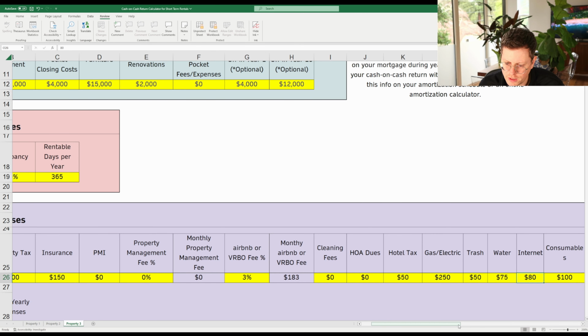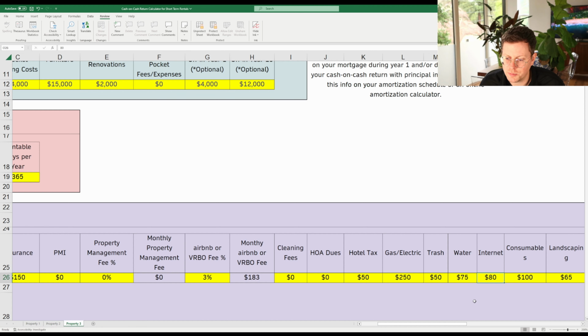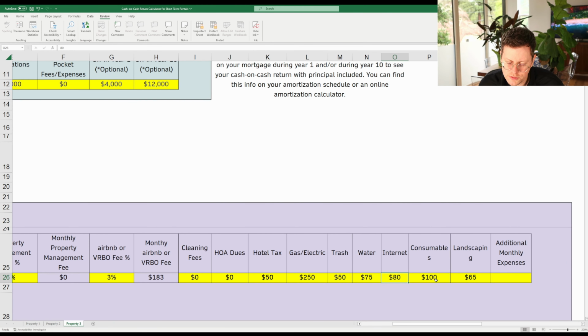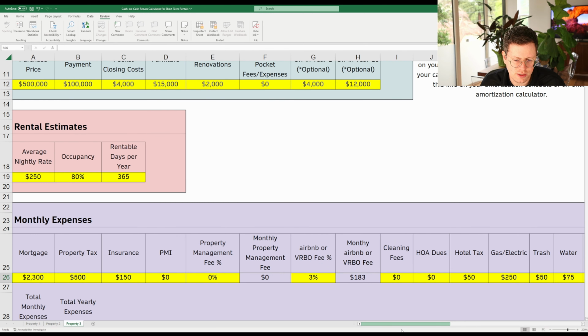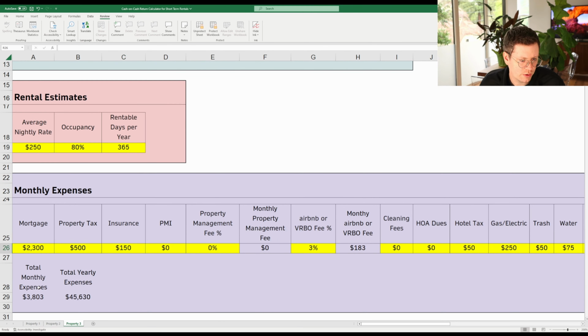You're going to need to provide internet service for the people that are renting your place, and that's going to be $80. You also have some consumables that you need to buy, toilet paper, soap, stuff like that. That's going to be about $100 a month. And then landscaping is going to be the same, about $65. You're not going to have any additional monthly expenses beyond what's already here. So your total monthly expenses are going to be higher versus a long-term rental, but as you'll see, your revenue more than makes up for the higher expenses.